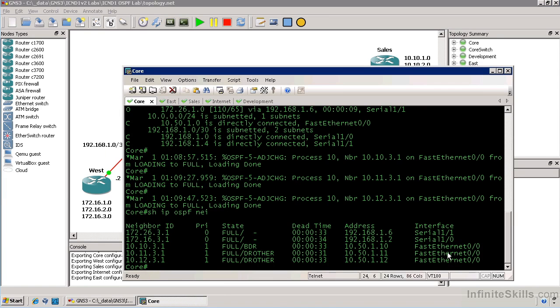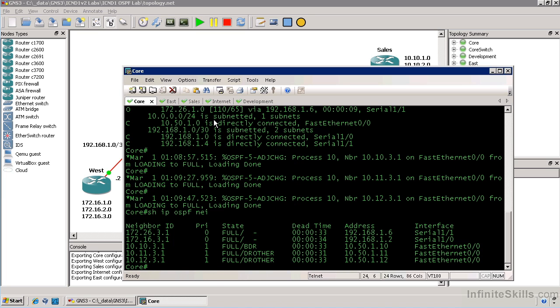However, on this fast Ethernet link over here, we are neighbors with 10.10.3.1 as the backup designated router, 10.11.3.1 as DR other, and 10.12.3.1 as DR other. And again, if you'll recall, it's really the DR and the BDR that process the routes in OSPF and broadcast them out to everyone else. The neighbor relationship is still there. It's just not exchanging routes with them directly unless it happens to be the DR or the BDR.